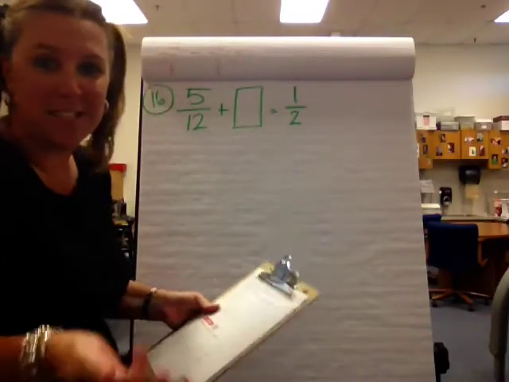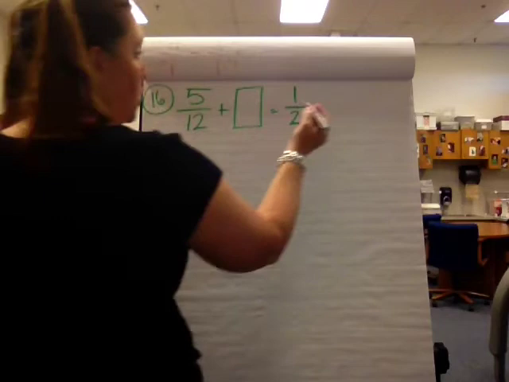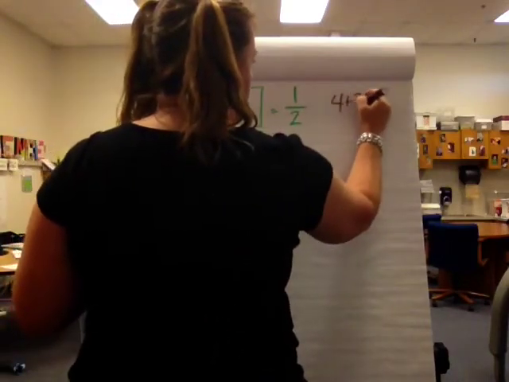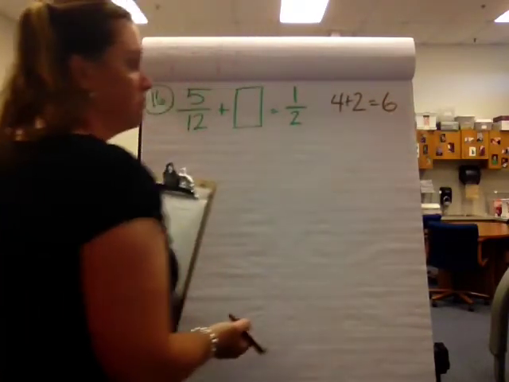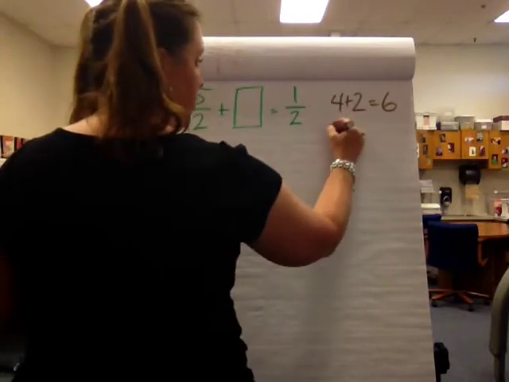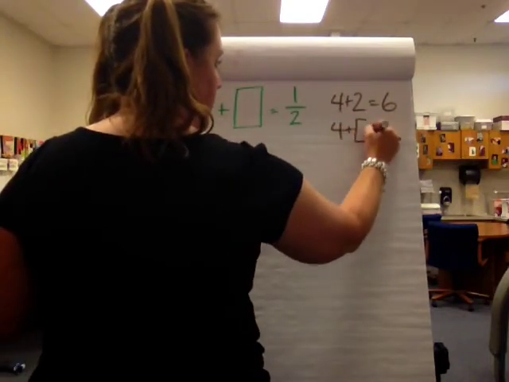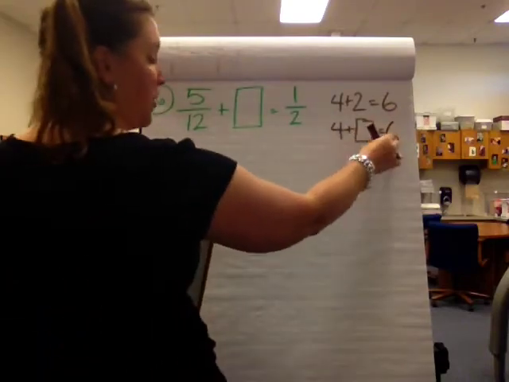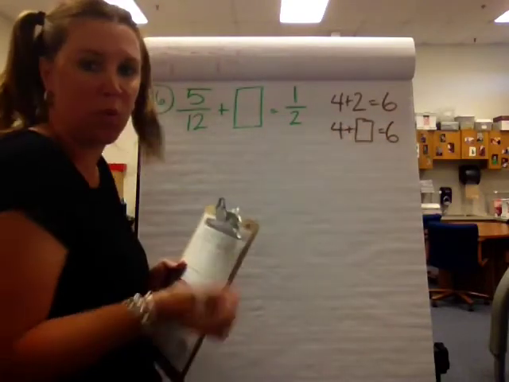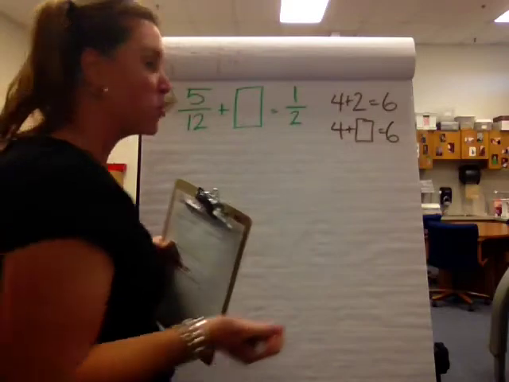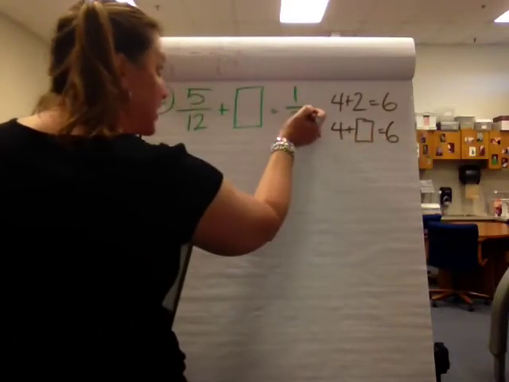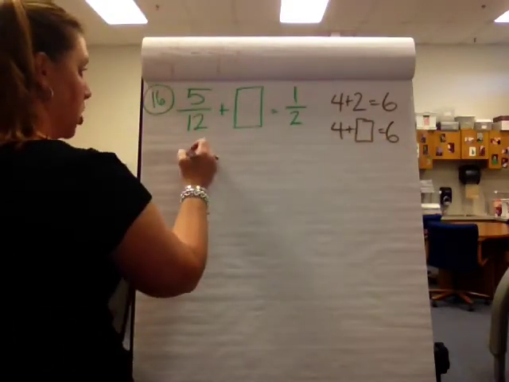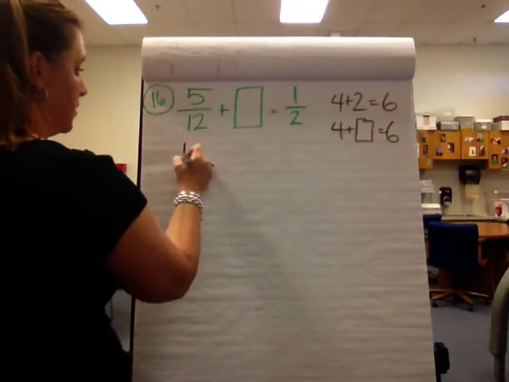Let's take again the 6, the 4, and the 2. So 4 plus 2 is 6. I don't know that number, so I'm going to 4 plus something equals 6. How would I solve for 2? If I had the numbers 6 and 4, how would I solve for 2? What would I do? I would subtract. 6 minus 4 equals 2. So we're going to subtract.